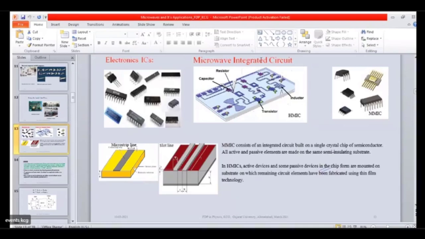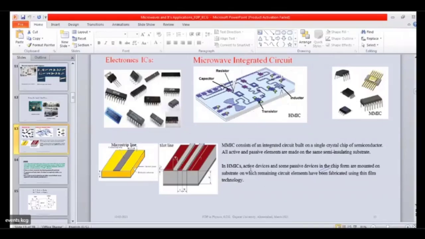This MIC is further split into two types. One is known as the HMIC, or hybrid microwave integrated circuit, and another is the MMIC, monolithic microwave integrated circuit. Now, what is the difference between these two? MMIC consists of an integrated circuit built on a single crystal chip of semiconductor. All active and passive elements are made on the same semi-insulating substrate. All the circuit elements are an integral part of a single chip, right? That is the monolithic microwave integrated circuit.